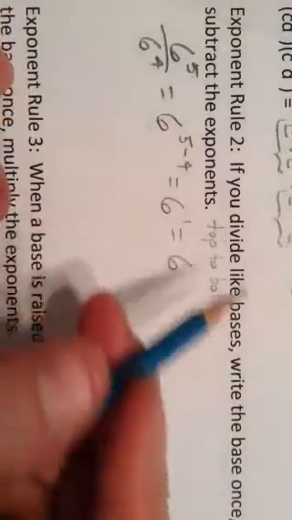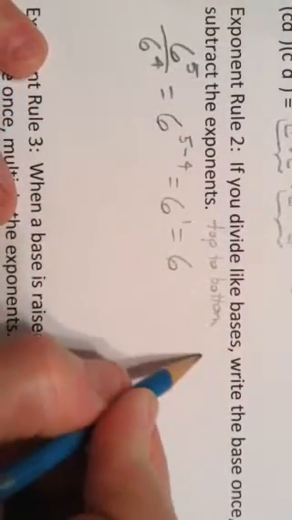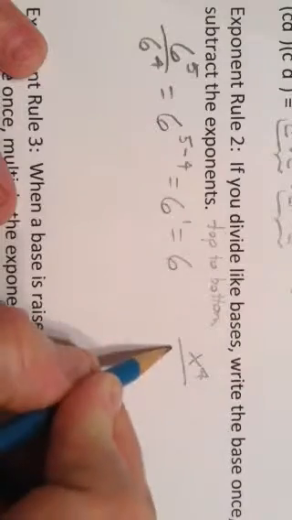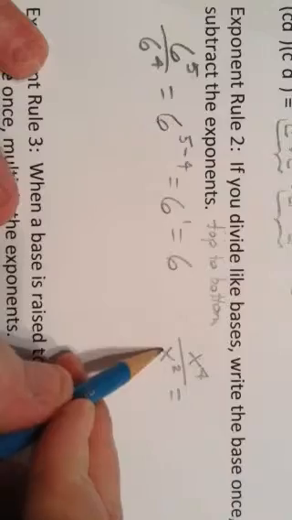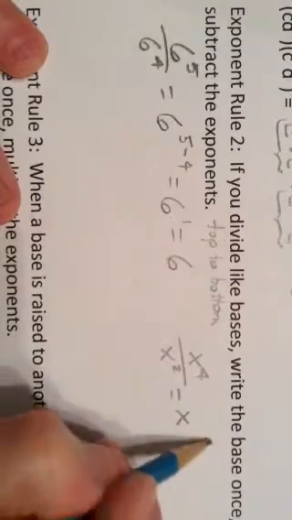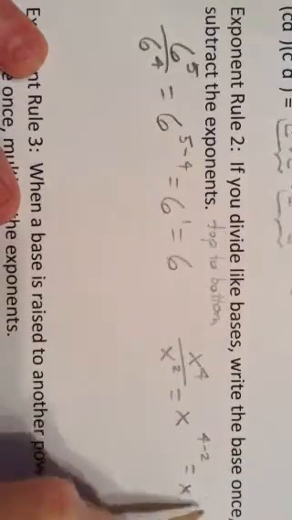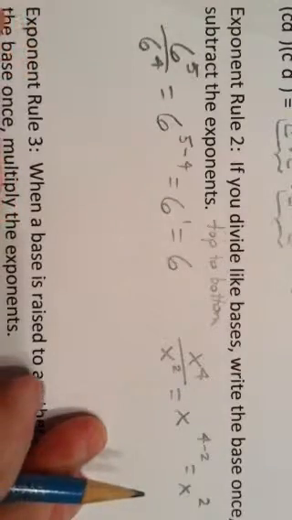Okay, and when we start getting into variable problems, same thing. If we have x to the 4th divided by x to the 2nd, we have a common base of x. We'll write it down once, and we'll subtract our exponents from top to bottom. Final answer, x to the 2nd.